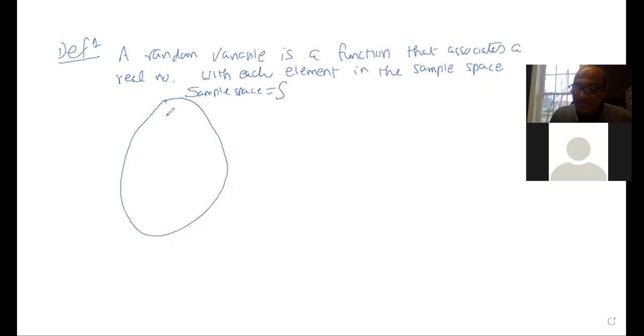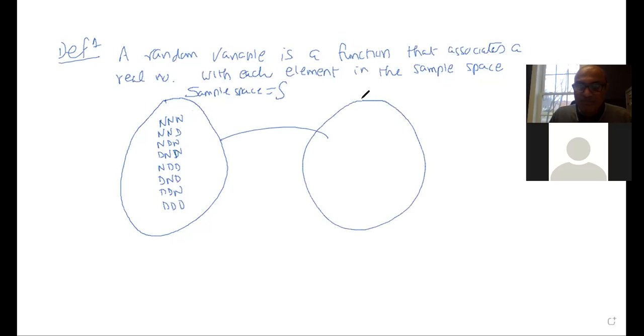I would like to define its elements as NND, NDN, DNN, DDN, NDD, DND, DDD and so on. So 8 elements. As I told you, there is a function assigning some numbers. This is my codomain, or you can say the range of the function, and this is my random variable. I would like to denote the random variable by X.